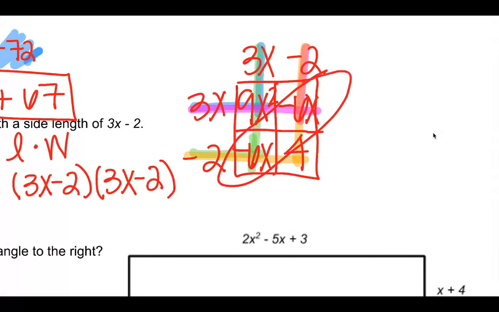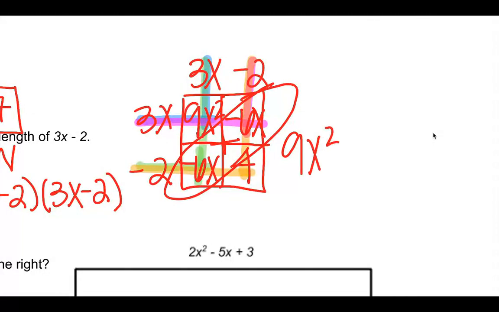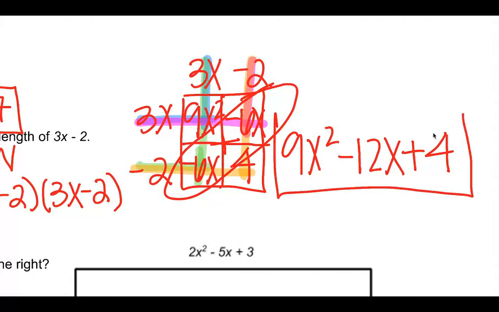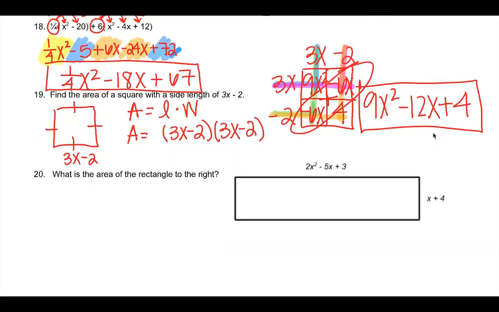So these I'm going to add together. So I'm left with 9x squared. Negative 6x plus negative 6x is negative 12x. Same signs we add. And then plus 4. So this would be our area. You could also FOIL first, outside, inside, last.